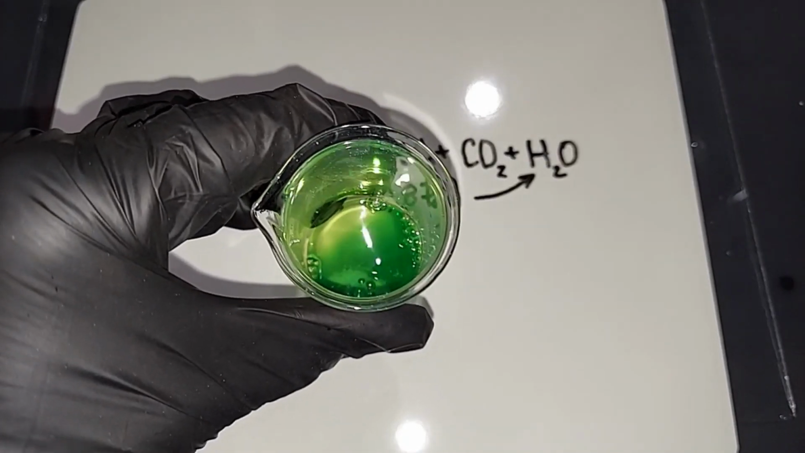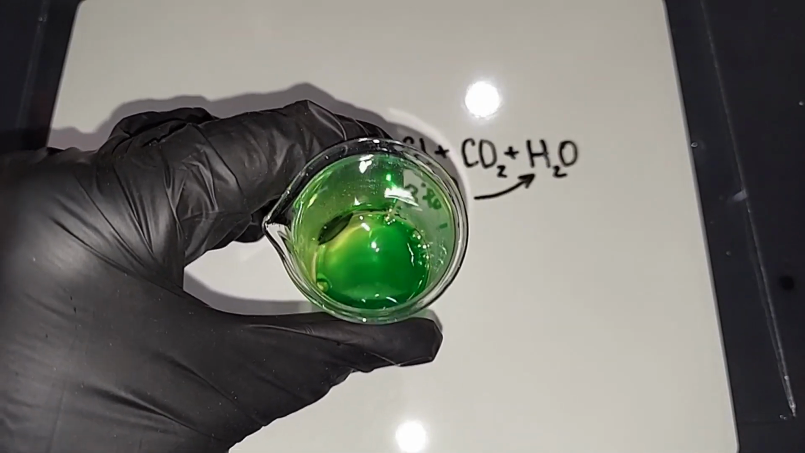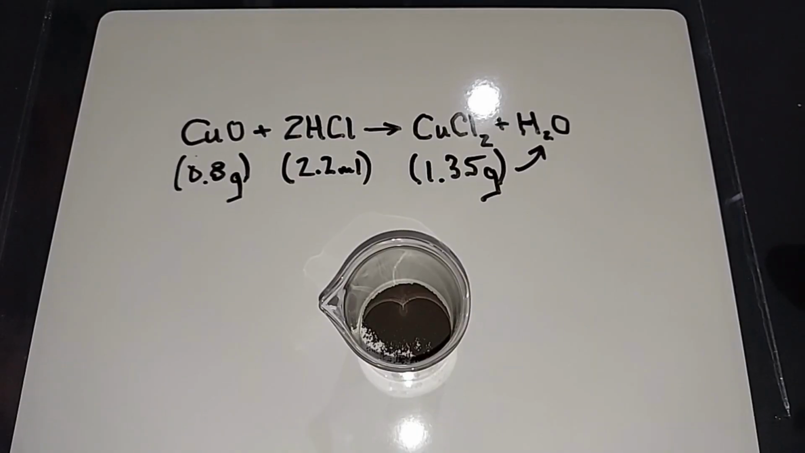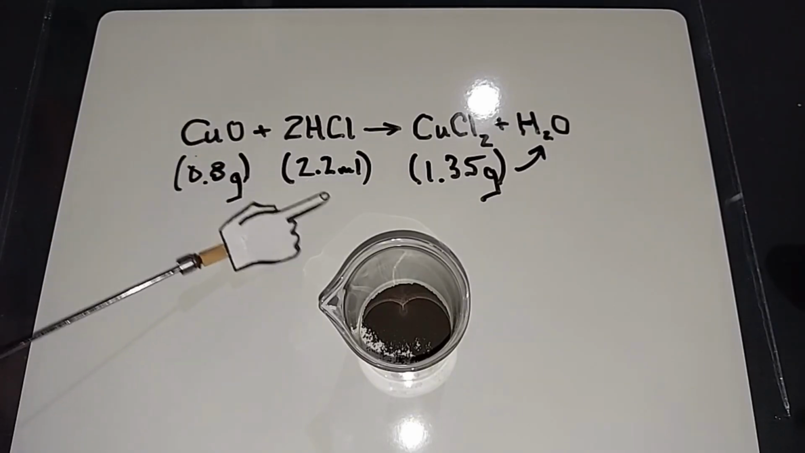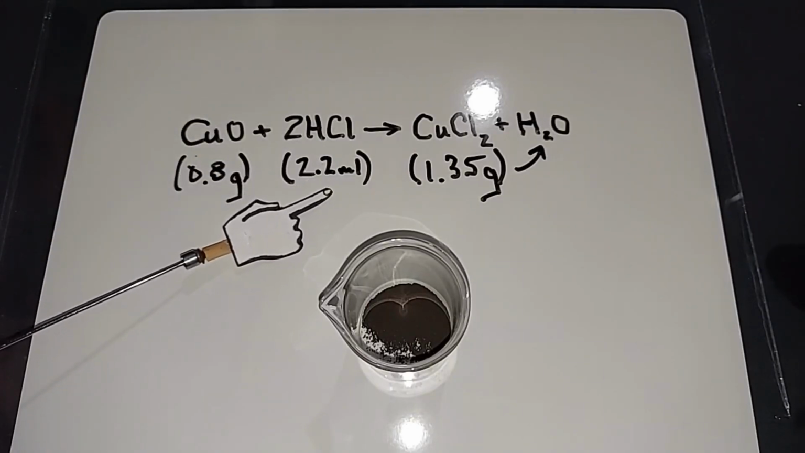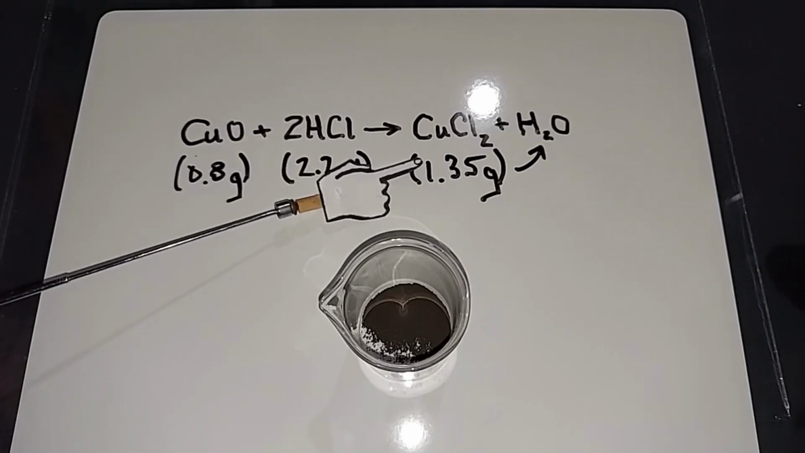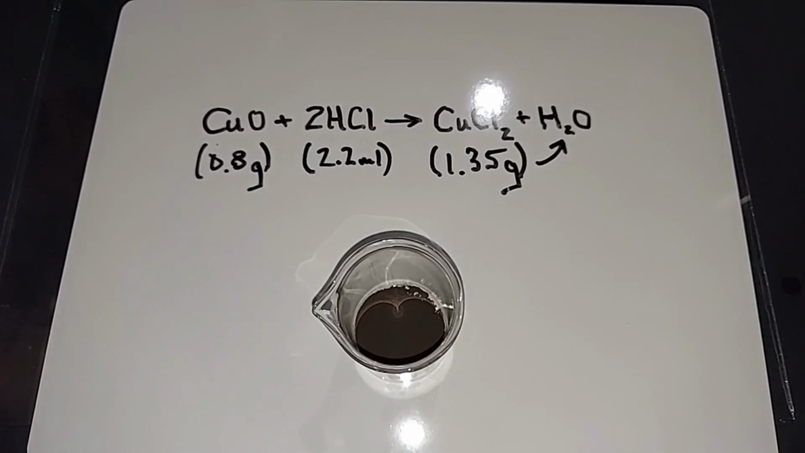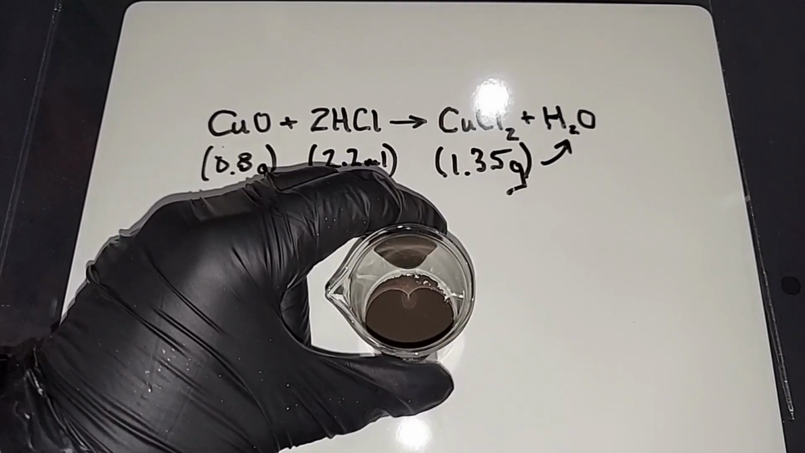Okay, there's your copper 2 chloride solution. All you need now is to cool it, maybe dehydrate a bit, depends, but there it is. The second one here is copper oxide, starting with the same amount, 0.8 grams, adding this time 2.2 milliliters of 31% hydrochloric acid, which will give us 1.35 grams of copper chloride. Again, it will be dissolved in water. Now adding the 2.2 milliliters of hydrochloric acid.